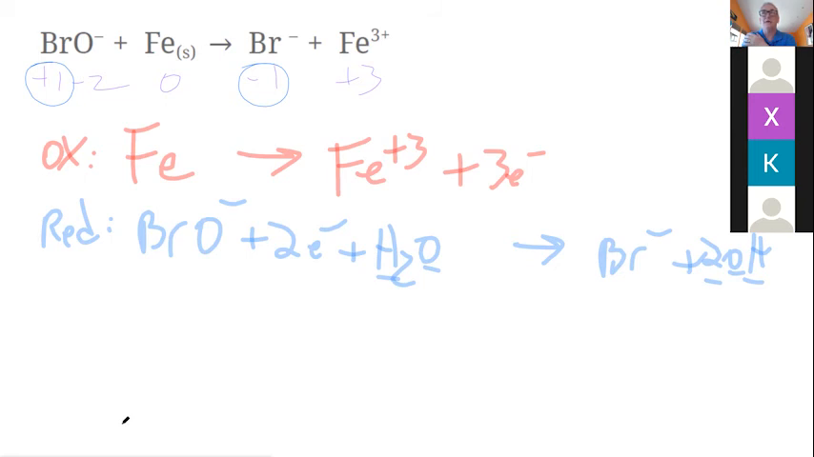You add waters when you need them to balance out hydrogens and oxygens. It's the same rule. If I added a bunch of protons to one side, I have to add waters to the other side to balance out the number of hydrogen atoms. So it's the exact same thing, except the only difference is instead of balancing charge with H plus, in a base I'm just adding OH minus. Other than that, we're doing exactly the same thing.